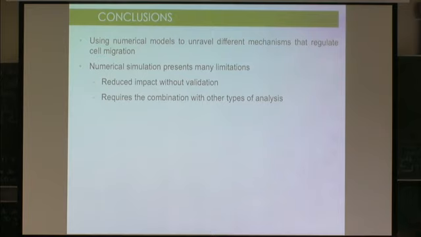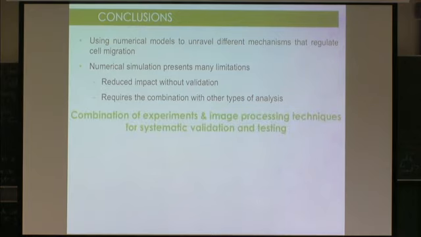Here we have some of them: a combination of experiment and image processing to try to find a systematic validation of the numerical results. I think it's also very important to move from mechanobiology to mechano-chemo-biology, because sometimes when we only study mechanics or only chemistry, we are losing part of the phenomena. So I think we should always try to look at all the phenomena, combining mechanics and chemistry. I think it's very important.